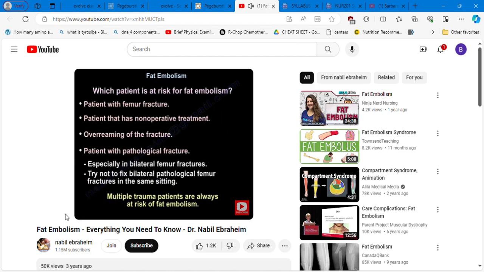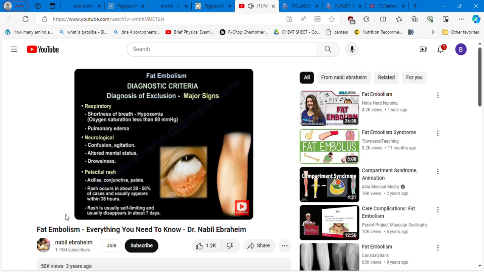Which patient is at risk for fat embolism? Patient with femur fracture, patient that has non-operative treatment. If you overream the fractures, patient with pathological fracture, especially in bilateral femur fractures. Try not to fix bilateral pathological femur fractures in the same setting. Multiple trauma patients are always at risk of fat embolism.